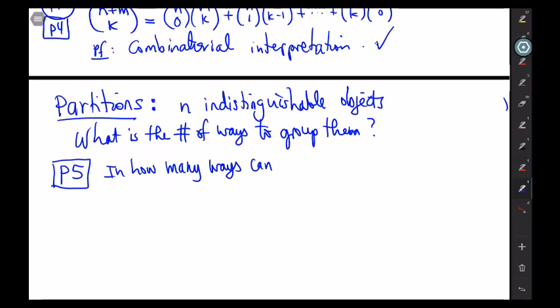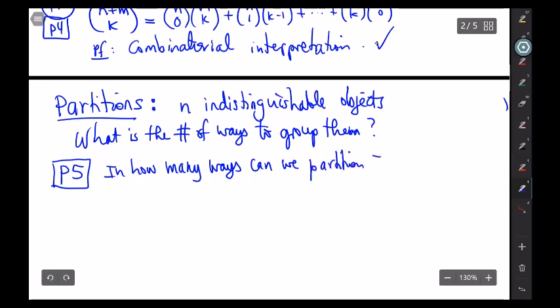Why? Because the groups are indistinguishable in a sense. So we'll see that. In how many ways can we partition 5? Okay, that's my question. This is not a homework. Yes, we will come to Ramanujan's soon, and a little bit of generating functions, yes, but not yet. So in how many ways can we partition 5?